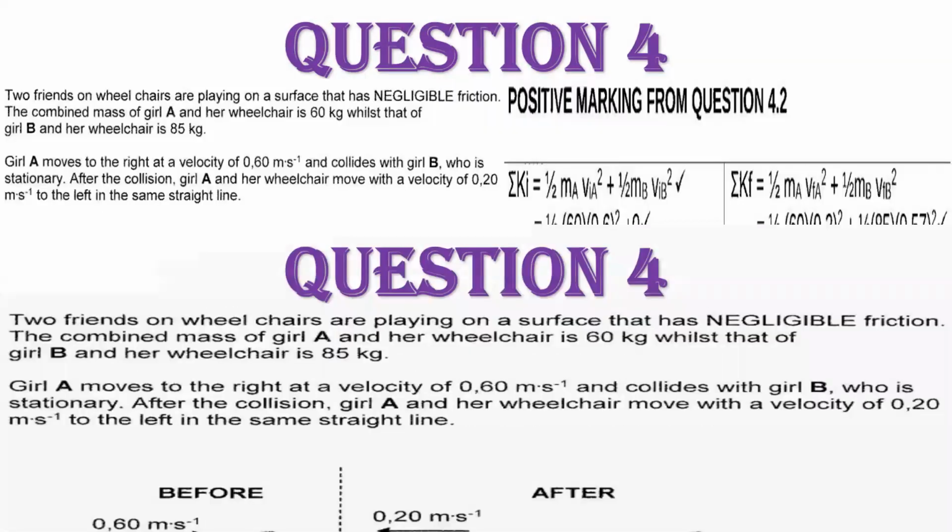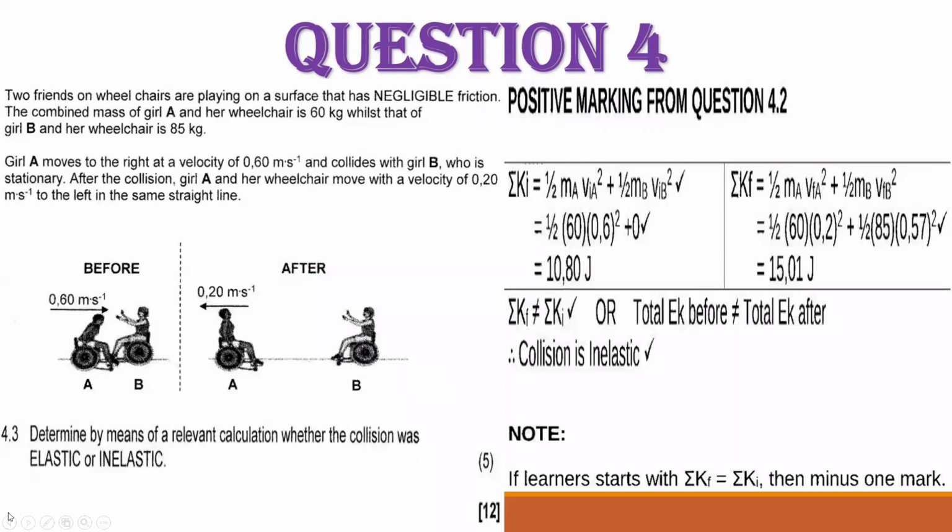Now we are looking for elastic or inelastic. First of all, let's read this note from the memorandum. They said, if learners start with EK final equals EK initial, minus 1 mark. We cannot say that, all right? Initially, we cannot say that. We should calculate first the initial kinetic energy and the final kinetic energy, and then we can say whether they are equal or not. If they are equal, we are going to say our collision is elastic. If they are not equal like this one, we can say inelastic.